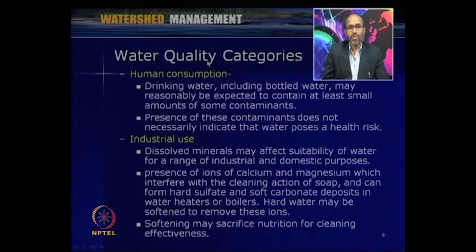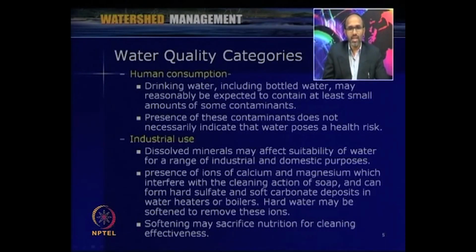Then when we discuss water quality standards and categories, as I mentioned, when we do this kind of analysis we can categorize into various categories depending upon the usage of the water. For example, when we are discussing human consumption, here we are using the water for drinking purposes including bottled water, cooking and other purposes. It may reasonably be expected to contain at least small amounts of some contaminants. It may not be the purest form of water like rainwater or distilled water, but maybe some total dissolved solids or some minerals will be there within the water.